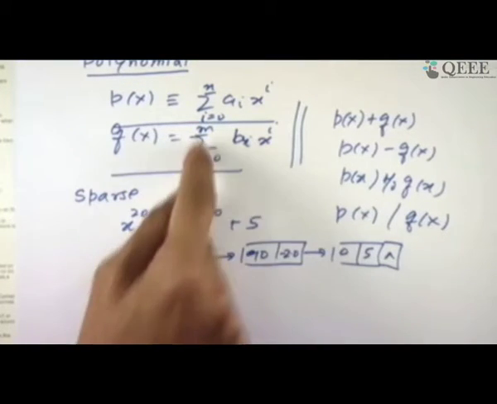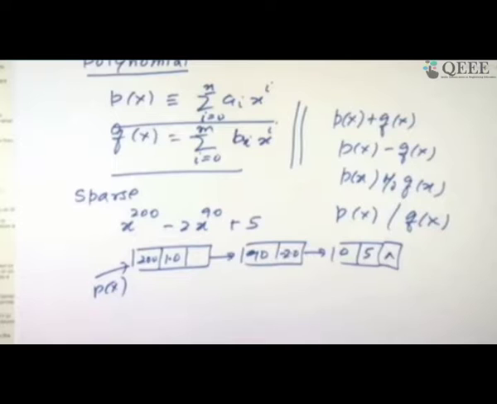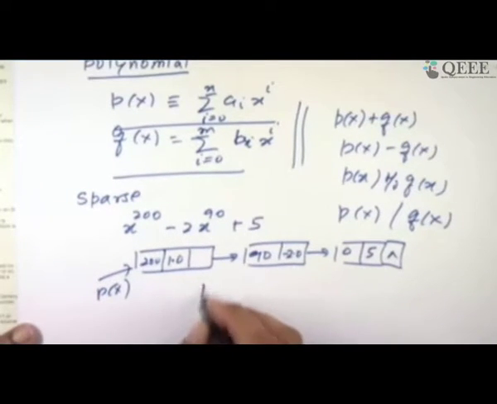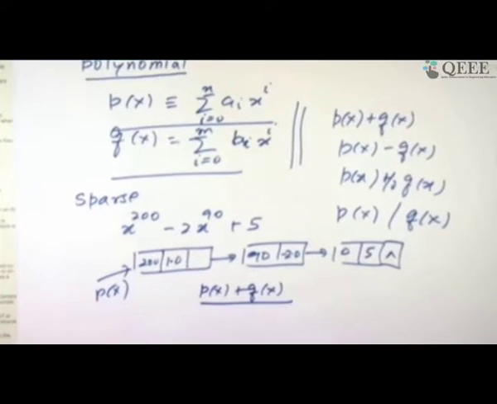Similarly, I can represent q(x). So now I need a new operation on a linked list, where I want to add two linked lists. It is normally not done; linked lists we don't add. But these linked lists represent polynomials, which are mathematical entities that can be added, subtracted, multiplied and so on.